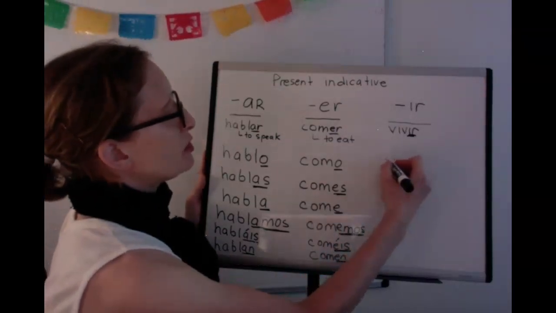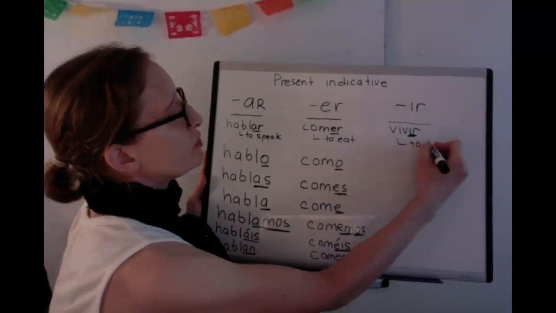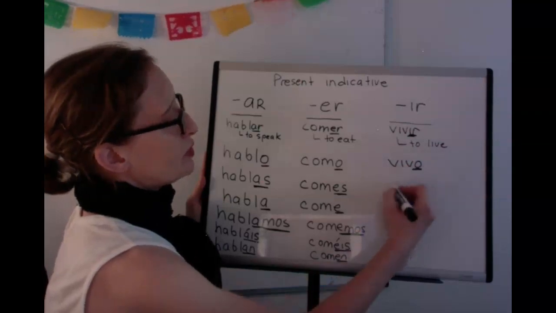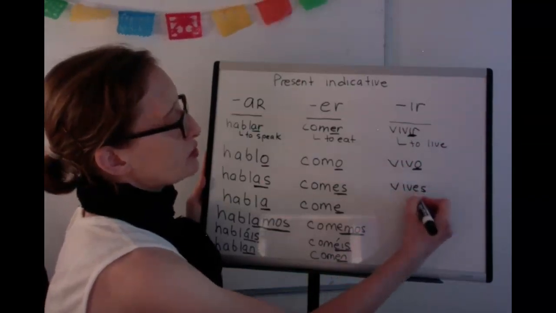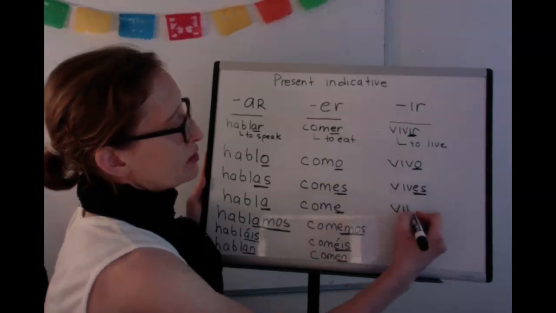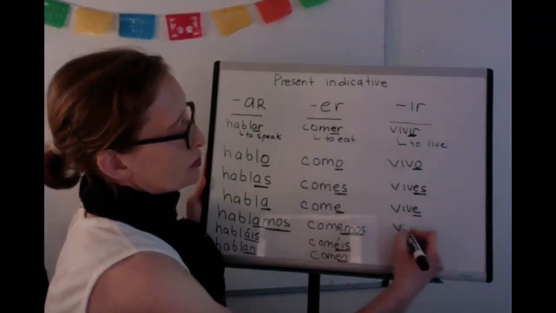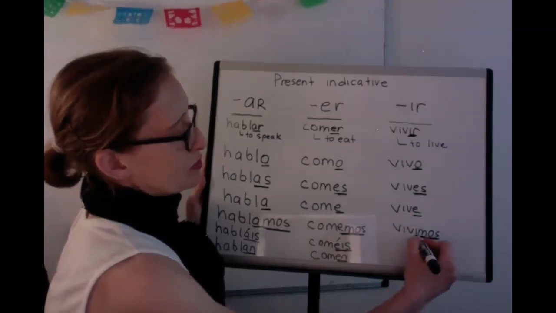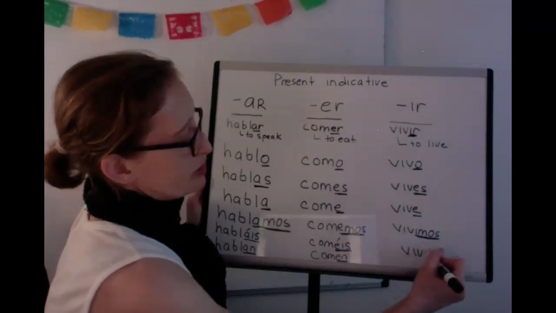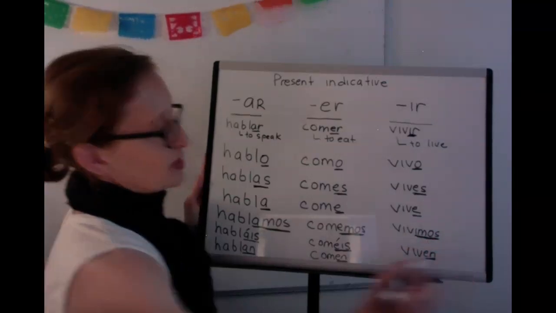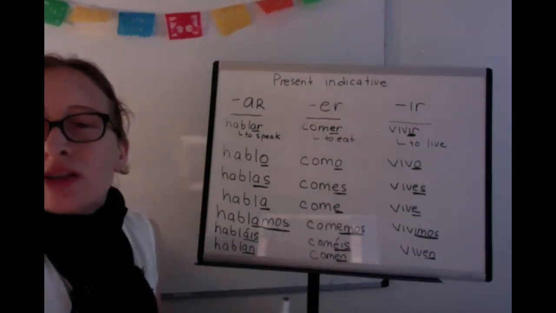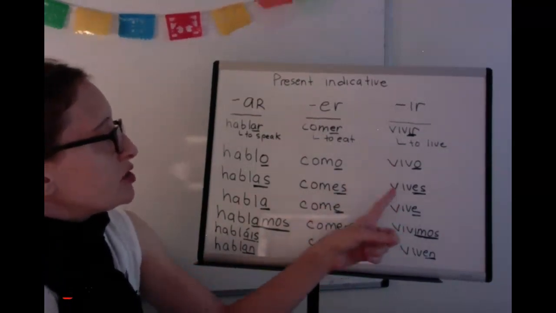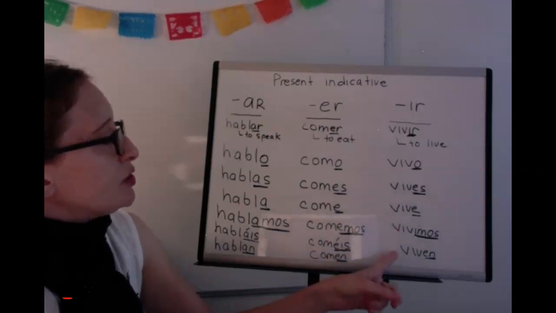Now let's look at vivir. Vivir means to live. We have vivo. We have vives. We have vive. Nosotros vivimos. And we have ustedes viven. So let's check out the endings. This is I live, you live, he lives, she lives, usted lives, we live, you all live, they live.